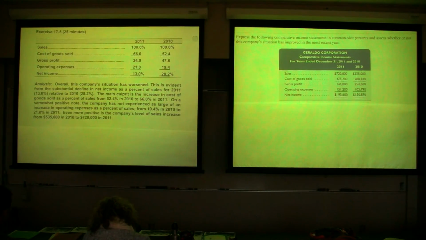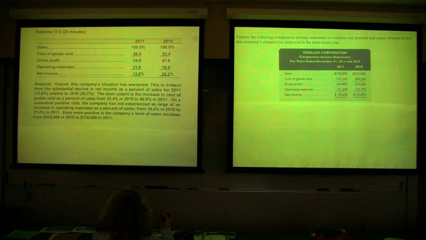This is evident from the substantial decline in net income as a percentage of sales, from 28.2% in 2010 to 13% in 2011. The main culprit is the increase in the cost of goods sold as a percent of sales, 54 and 66. On a somewhat positive note, the company has not experienced as large an increase in operating expenses as a percentage of sales, 19% in 2010 versus 21%. Even more positive is that the company's level of sales increased from 535,000 to 720.